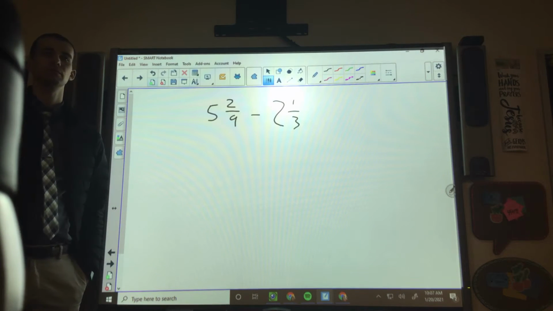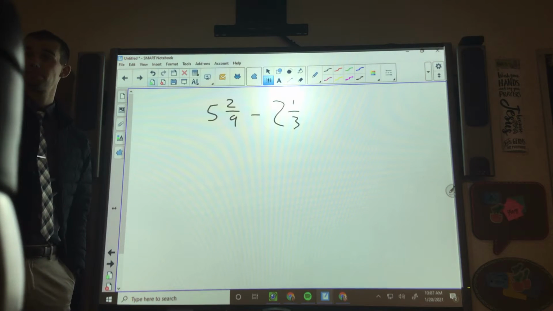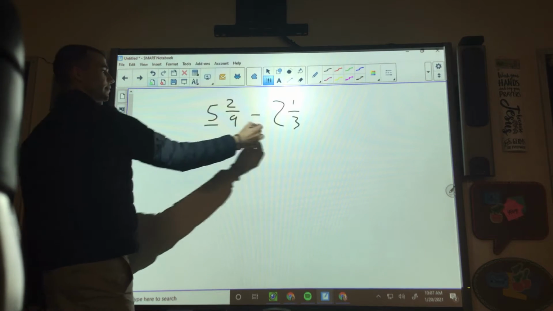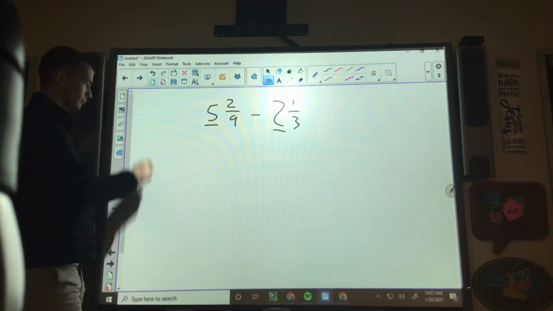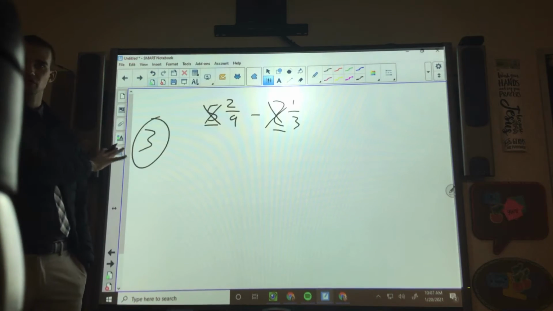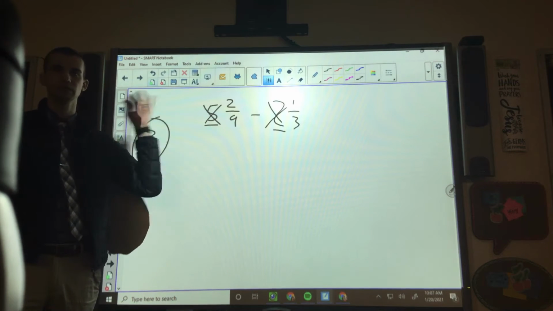Before that even, you've got to subtract the big numbers. What are the big numbers called? Whole numbers. Subtract the whole numbers. 5 minus 2 is 3. So I'm just going to tuck that away. I'm going to circle it over there, make sure that I don't forget it, because if I just subtract the fraction parts and not the whole number parts, then that's not good.